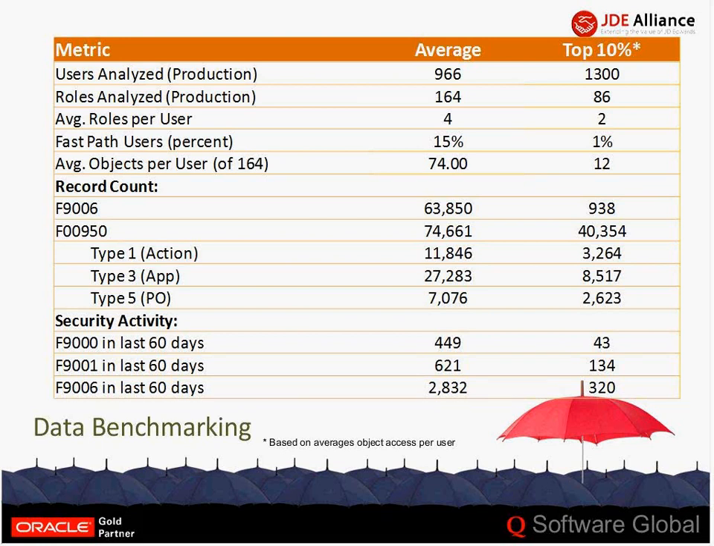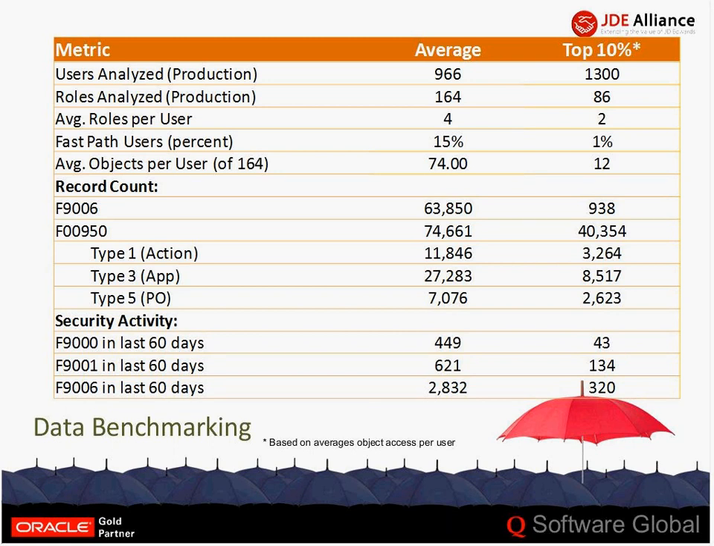To put things into a little bit more perspective, we look at the record counts. Now, I'm sure you can read through this, but I'm just going to focus on the F00950 because this is something that comes up a lot when we're talking to customers. So the average JDE customer had 74,000 lines of security in their F00950, whereas the top 10% had nearly half. So despite a higher user count, that's nearly half the amount of security in J.D. Edwards. And the big reduction is in Type 3 application security. So the average had 27,000 lines compared to 8,500 for the top 10%, which is a pretty staggering reduction given the user count again.